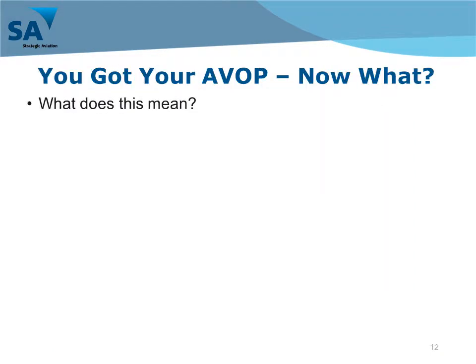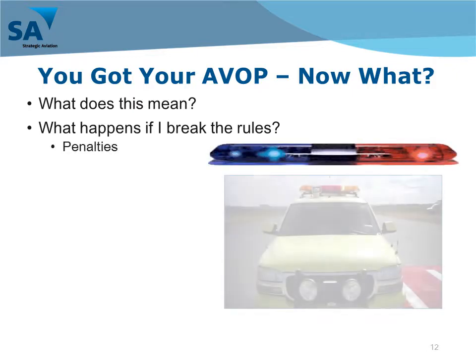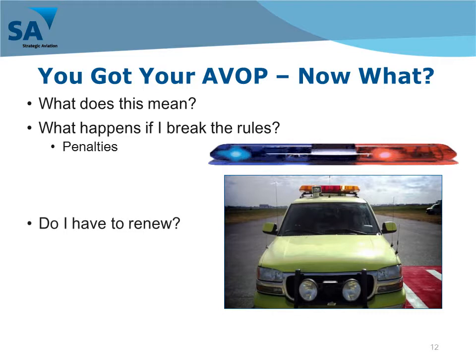Once you have your AVOP, you are now able to drive in unrestricted areas at your base. Keep in mind that your AVOP works a lot like your driver's license, in which you can receive penalties if you break the rules. You may also have to renew your AVOP after 5 years, though this can vary depending on your location, so be sure to check with your local AVOP departments for specific renewal dates.